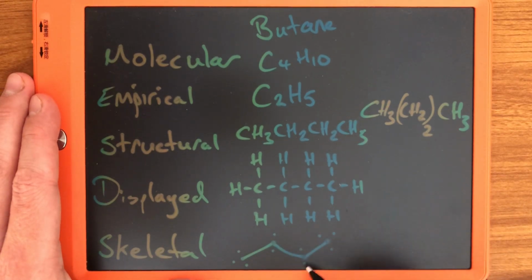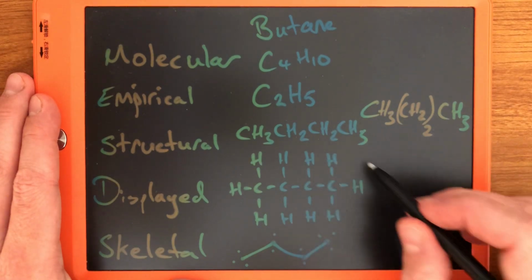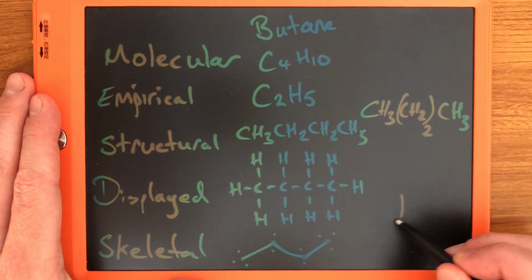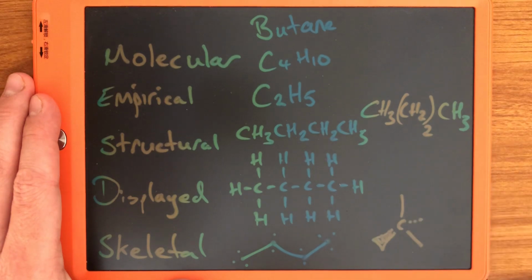We draw it at a bend like this because you remember around carbon, you have a tetrahedral shape. So remember, the carbon will have bonds like this around it. So you are representing the 109 degree bond angle in the bend like that on the skeletal formula.